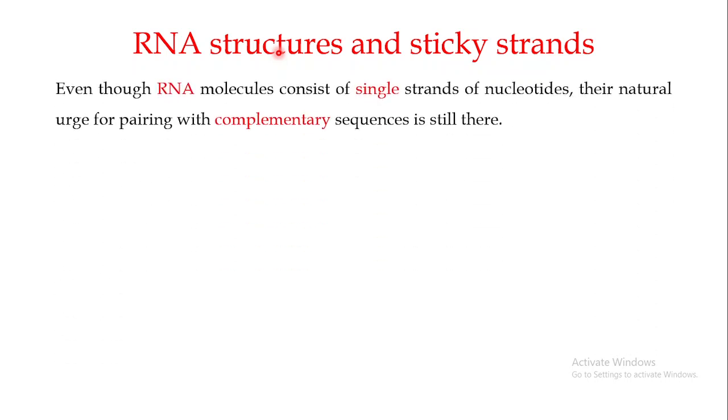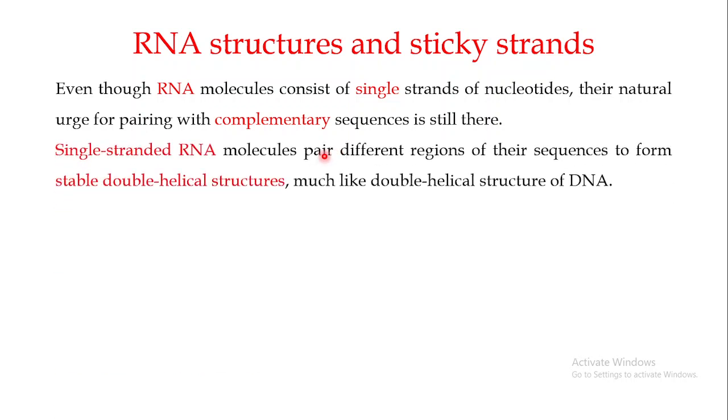In this particular video, I want to focus on the structures of the RNAs with their sticky strands. When you talk about the RNA molecules, we usually say that these RNA molecules consist of a single strand of nucleotides, but they have a natural urge for pairing with their complementary sequences, just like the DNA molecules. Now these single-stranded RNA molecules pair different regions of their sequences to form stable double helical structures, much like the double helical structures of the DNA.